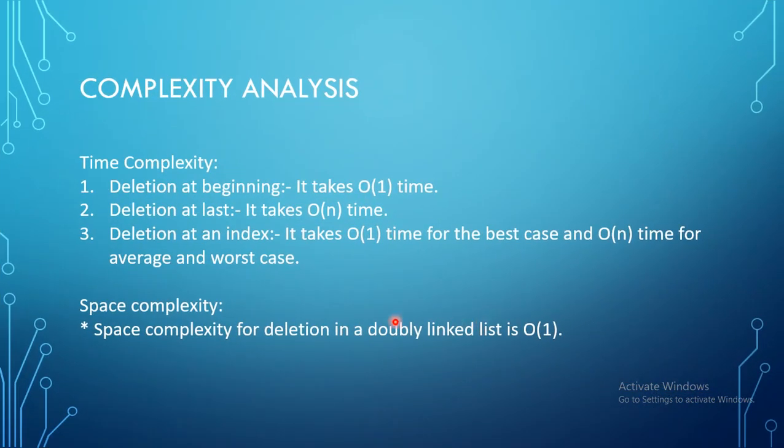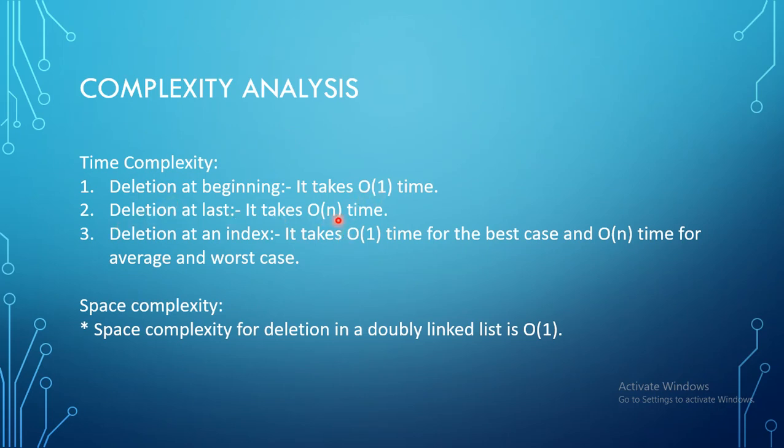So these were the cases. Now let us come to the complexity analysis part. What will be the time complexity for deletion at the beginning? It will simply take order of one time, constant time. Why is it so? Because we don't need to traverse the linked list for that purpose. We can just play the game with the pointers and delete the first node. So that will take constant time.